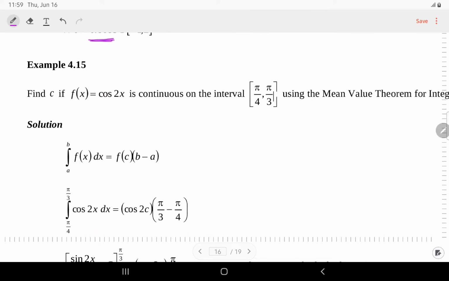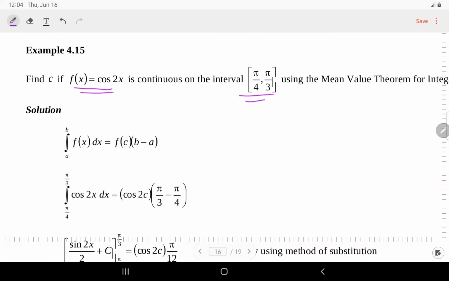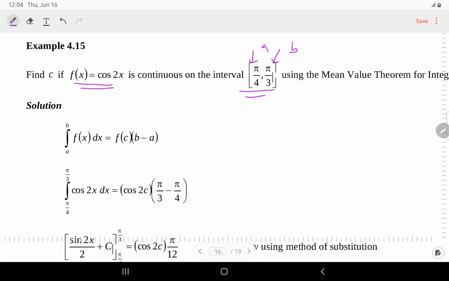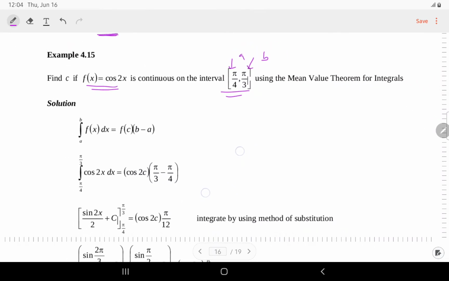Okay, next example. Okay, this example, okay, this is the function given an interval. Okay, so kita masuk dalam formula ini formula dia. So this is our A and B. So integration from pi over 4 until pi over 3 for the function of cos 2x dx. Okay, so FC is cos 2c. Okay, B minus A. Okay, and then kita kena integrate cos 2x.